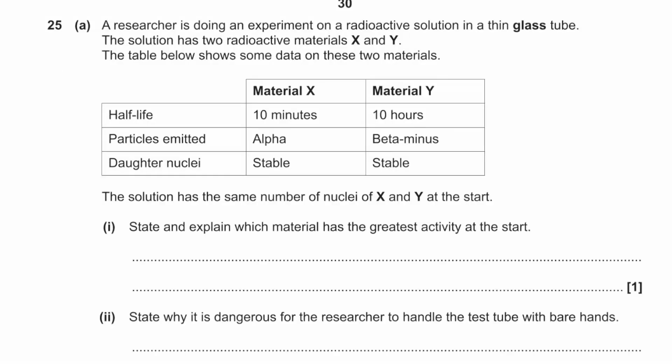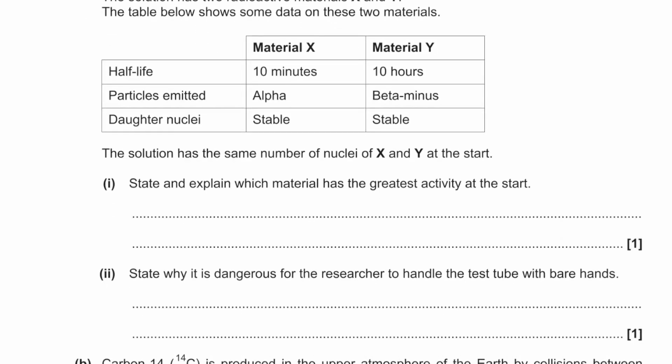A researcher is doing experiments on a radioactive solution in a thin glass tube. Okay, we have a half-life of 10 minutes and 10 hours. Particles emitted: alpha, beta minus. Right. The solution has the same number of nuclei of X and Y at the start, so they have the same N0. State and explain which material has the greatest activity at the start.